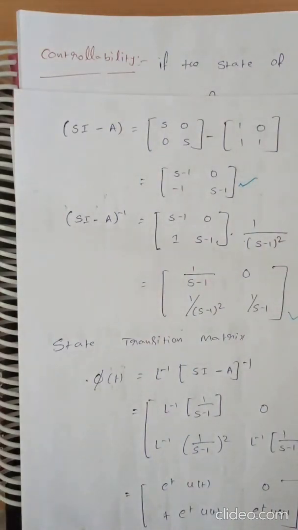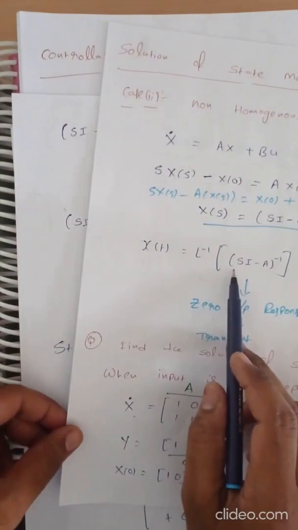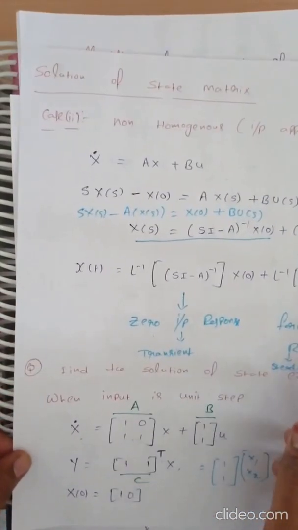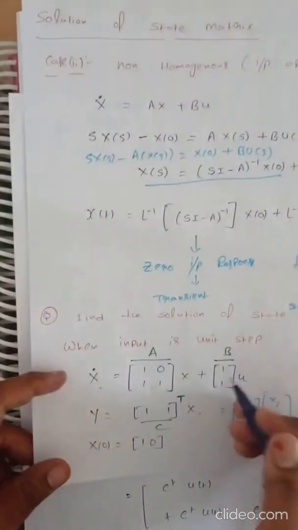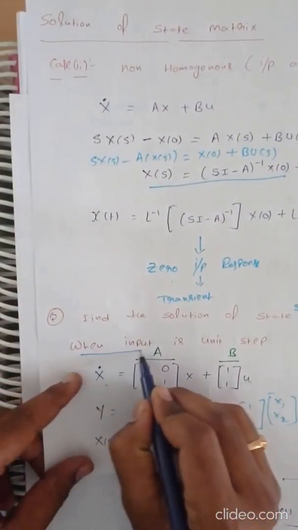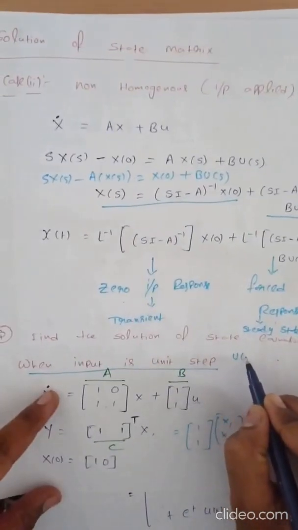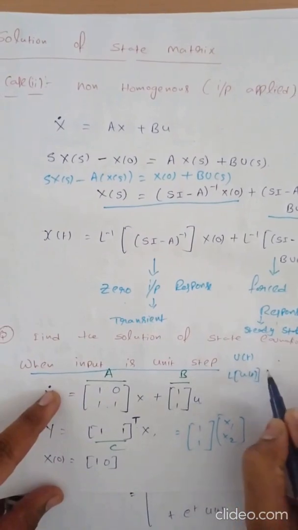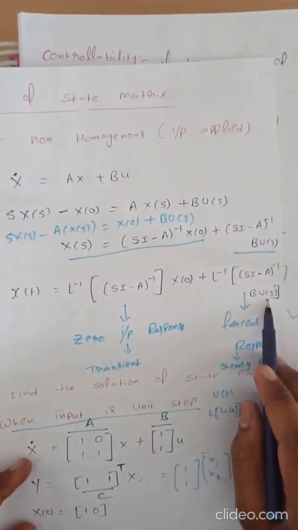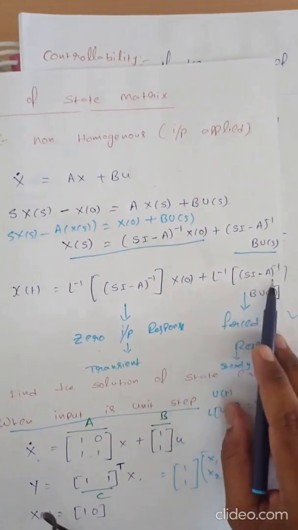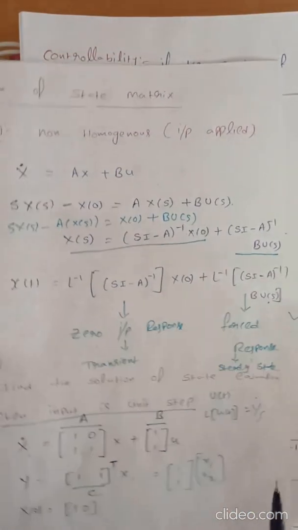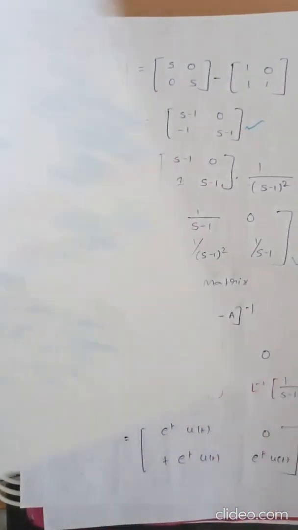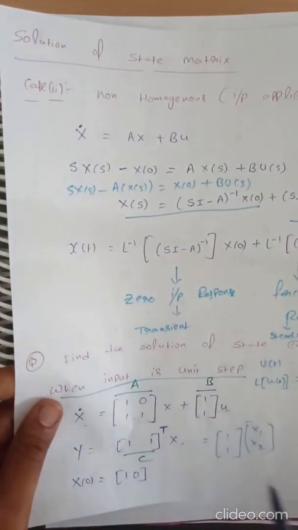So now we have si minus a inverse, right? X of 0 is known, b is known, and here observe that when the input is a unit step, then Laplace transform of unit step, that was 1 by s, right? That is, your u of s equal to 1 by s. B matrix is given, si minus a whole inverse is known. So the immediate next step is to find the state transition matrix, that is, L inverse of si minus a whole inverse.